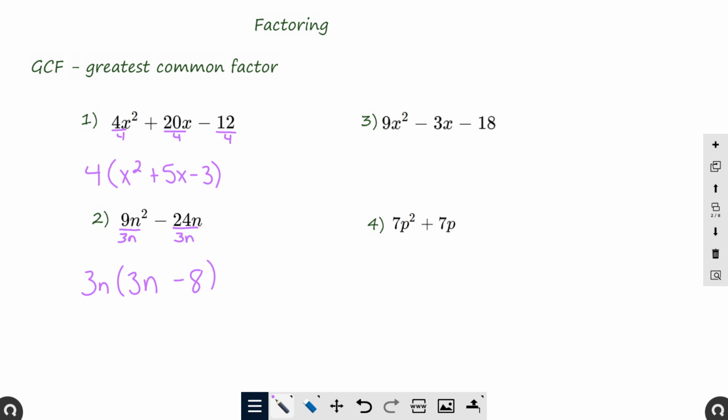All right, problem 3. 9x squared plus 3x minus 18. 3. 3 will go into every term. Do I need to say 3x? No, just 3. Divide everything by 3. What's left? 3x squared minus x minus 6.